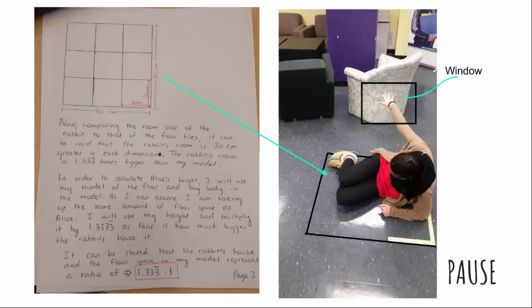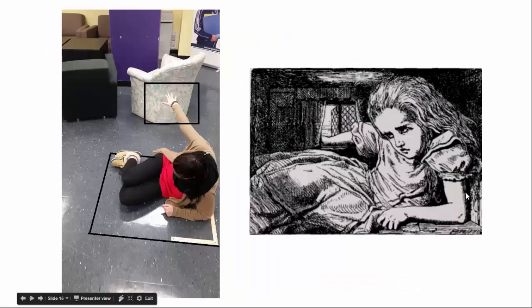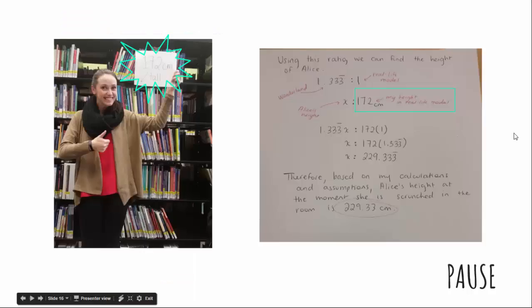I will use this magic number, if you will, to calculate Alice's height, based on the ratio that I've represented at the bottom, being that the rabbit's house to the floor space in my model represents 1.333 to 1, and 1 being my model. Just another representation of how my model reflects the model of that of Alice in Wonderland. So using this ratio, we can find the height of Alice.